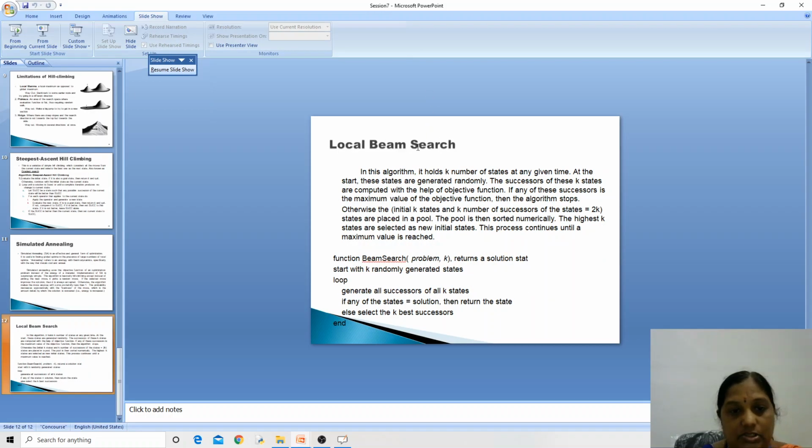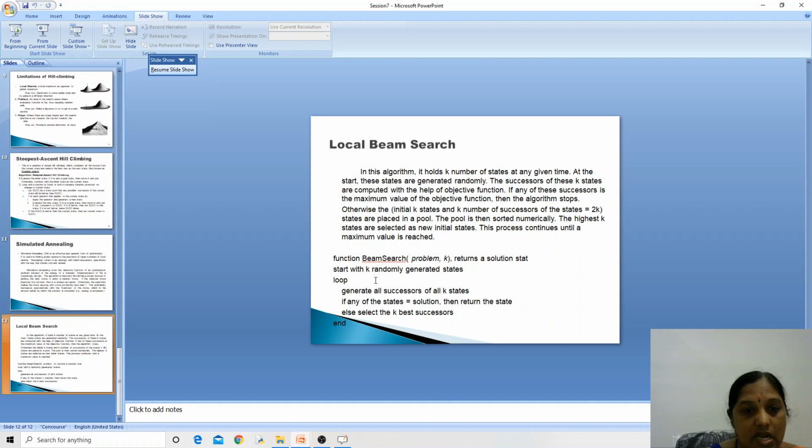Next, local beam search. Local beam search is one kind of local search algorithm. In this algorithm, it holds k number of states at any given time. At any given current state, you have k number of states. At the start, these states are generated randomly. From those k states, you select one state based upon the objective function, the one that maximizes the value of the objective function. This is also called the k number of successors algorithm. Otherwise, we can call it local beam search.